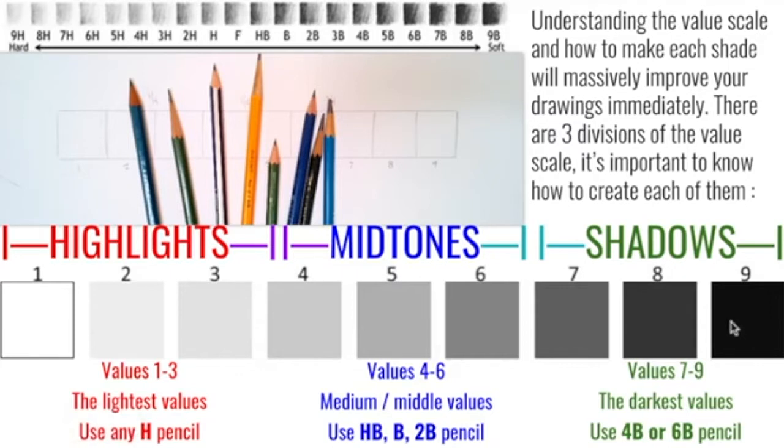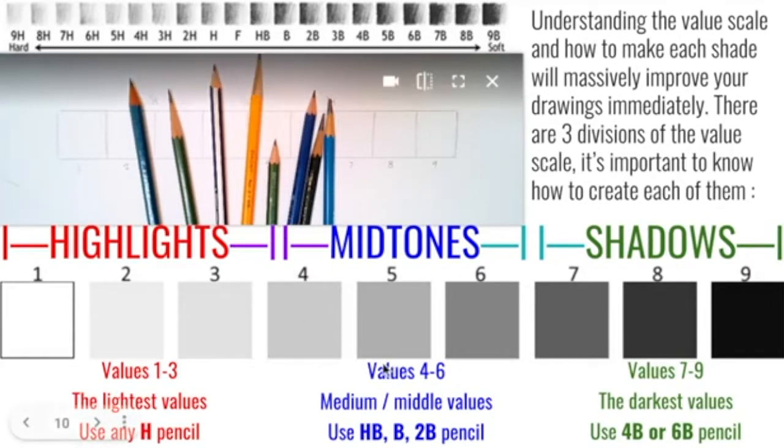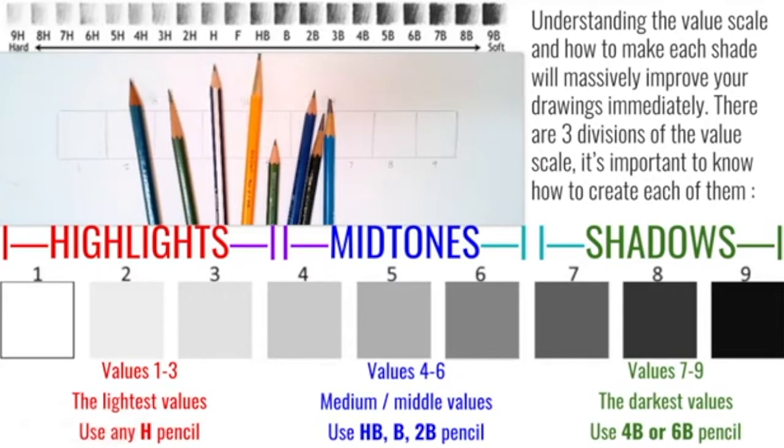It's the exact opposite of highlights. It's your very darkest values. And then everything in between, we're going to call midtones. Now, when you're working with your value scale, you could work with just one pencil and be very careful and very specific with that pencil and accomplish a full value range.